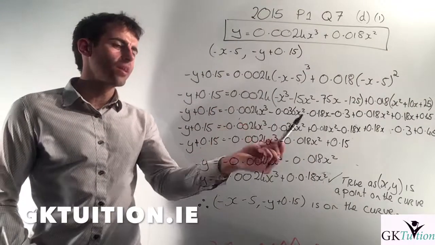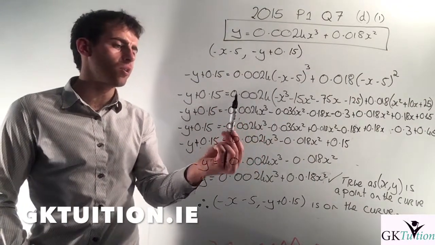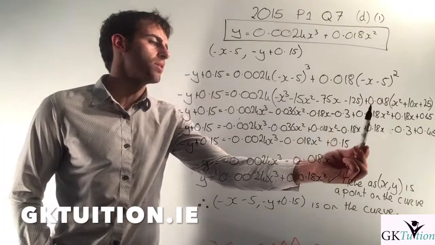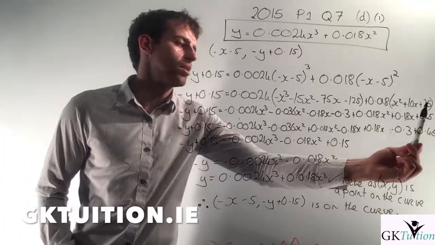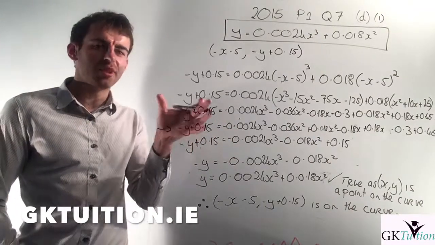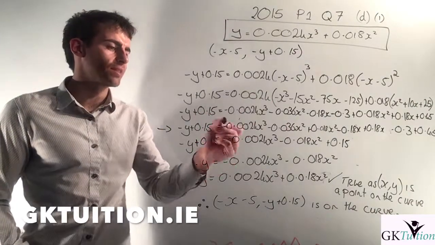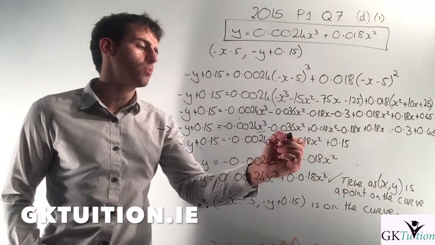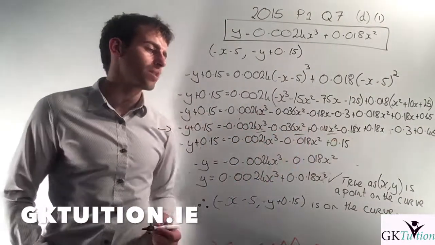On the following line now, the easiest thing to do is to multiply 0.0024 by these 4 terms and multiply 0.018 by these 3 terms. The next line I probably didn't need, but it's easier for me to explain it if I have it like this. All I've done on the next line is I've got only 1x cubed, but I have 2x squareds. So I've grouped my x squareds together.